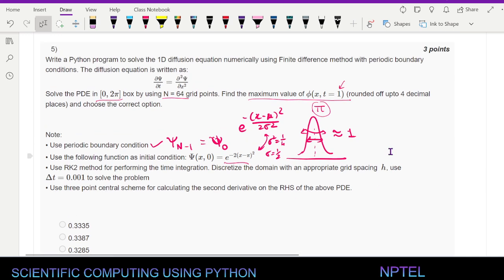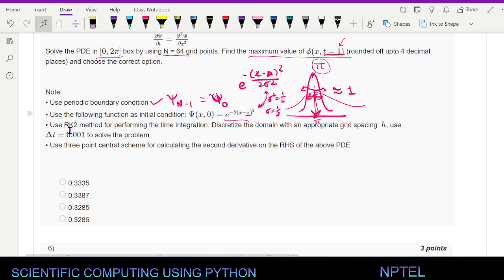And we have to find the function at t equal to 1. What will happen with time is that this peak stays wherever it is, but it diffuses out. So it becomes something like this. And then we have to find the maximum. The maximum does not change its point. It is at pi initially, the mean is pi, so it will stay at pi. So we have to find the value of phi at time t equal to 1 at x equal to pi. Okay, delta t is given and we have to use RK2.